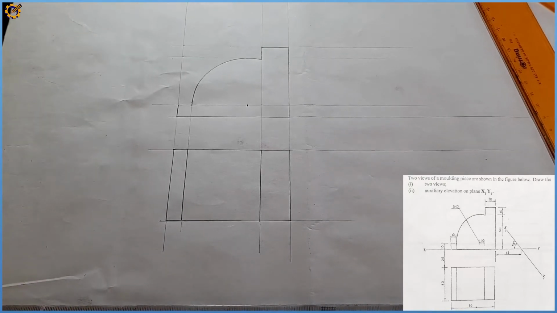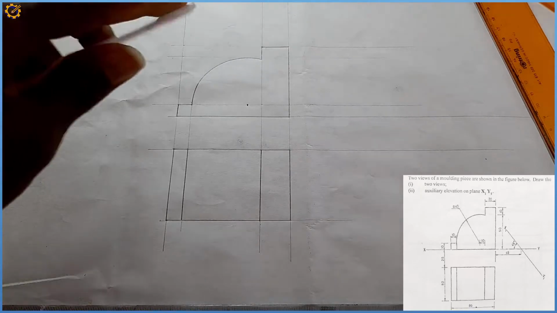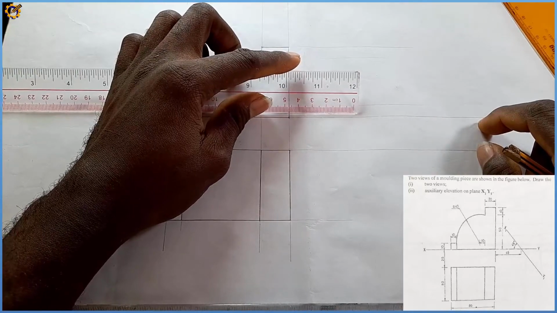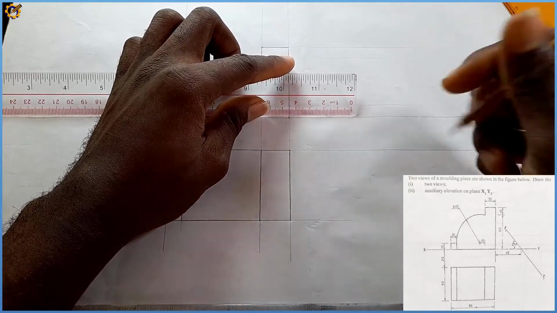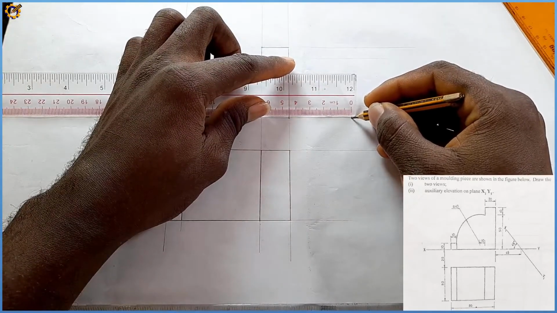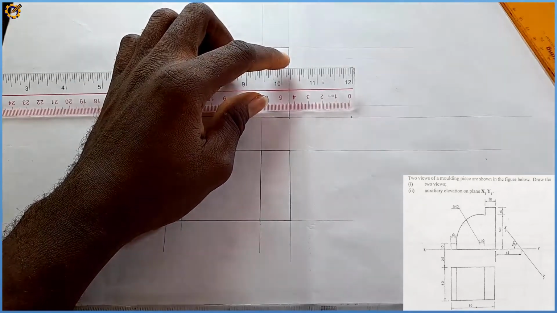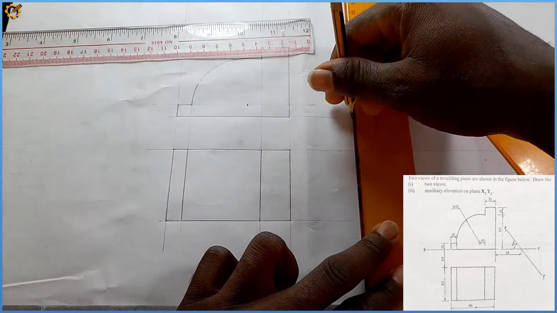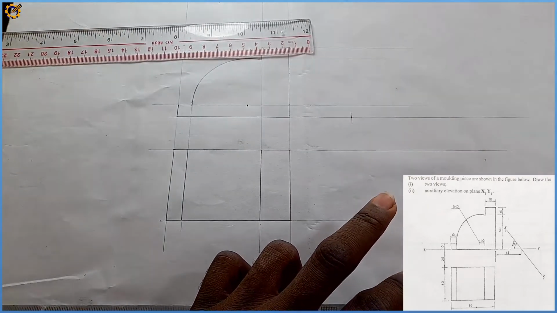Alright, so as displayed on the screen, the second option there is to get the auxiliary elevation on plane x1 y1. So our plane x1 y1 is at a distance of 45 mm towards the right hand side from the base of our front elevation. So from the base here, I'm measuring a mark of 45 mm, which is this. So let me just draw a line here faintly. Okay, that is the mark of 45 mm.